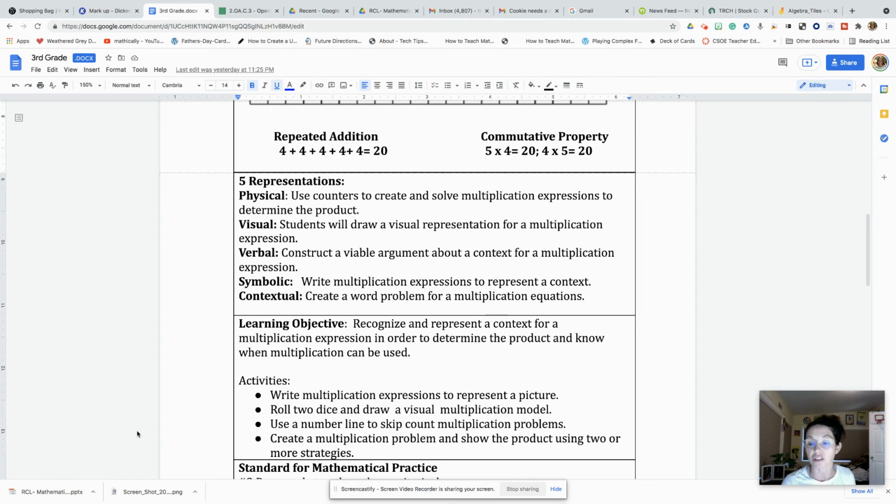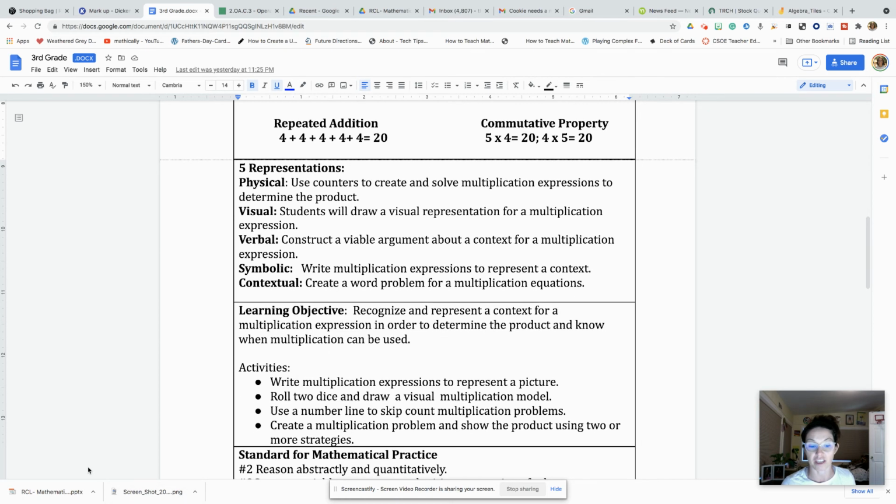But even if they're not struggling, remember, we always want to build in multiple representations and models because that is what builds flexibility and leads to fluency. Flexibility equals fluency. And then that creation space, that's that higher level cognitive demand. Students will create a multiplication problem and show the product using 2 or more strategies.